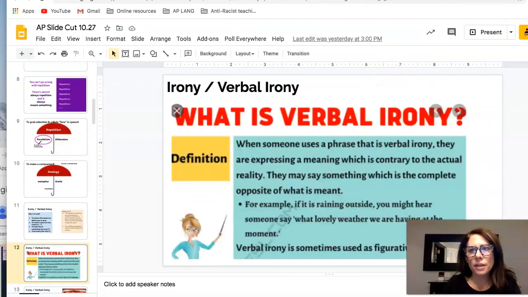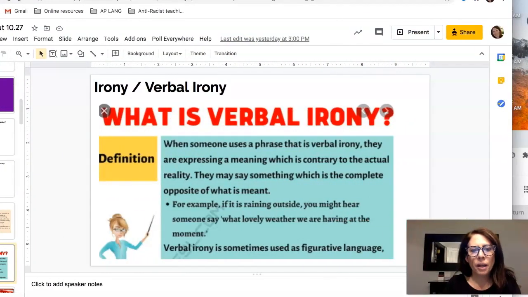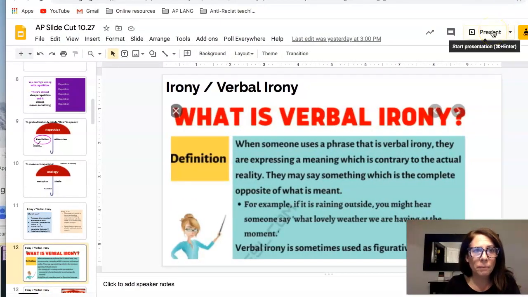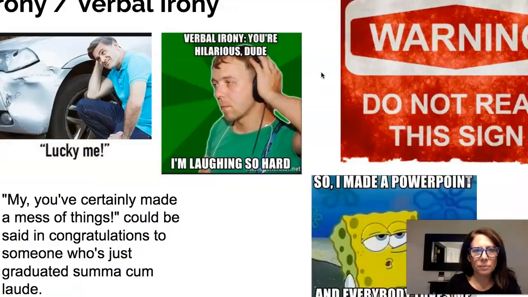This is just a slide to kind of show more about what verbal irony is doing. If it's raining outside, you might hear someone say, what lovely weather we're having, right? These are examples of verbal irony. My example would be, so I made a PowerPoint and everybody loves me. There's that gap possibly between what I said and what is reality, right? Or if I use it in a certain way, what I said and what I mean.